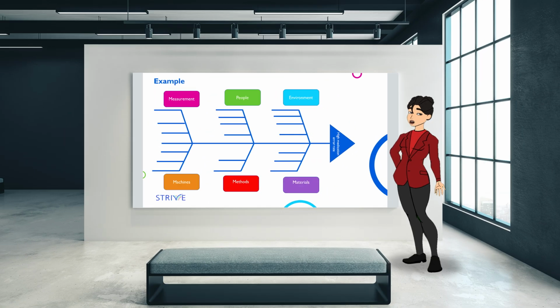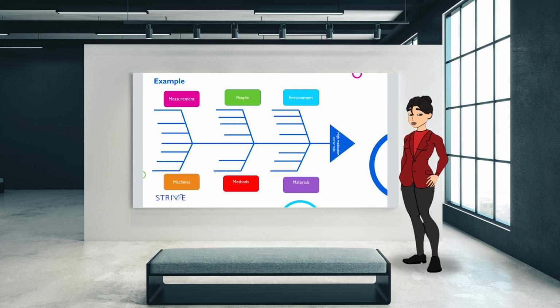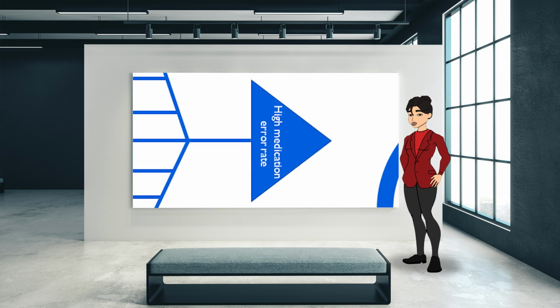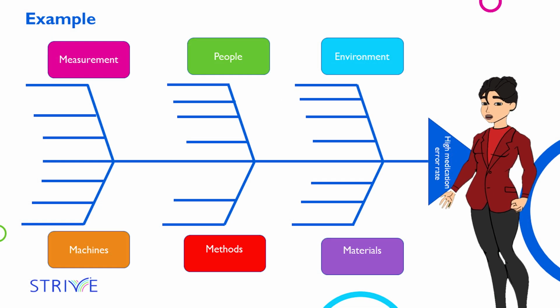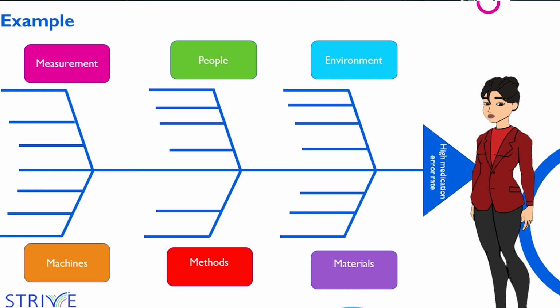Now let's work through an example together. If the problem we are trying to solve was that our department had a high medication error rate, then we would write this in the head of the fishbone diagram, as shown in the image. Now let's work around each category and ask ourselves how that particular category is contributing to the problem.